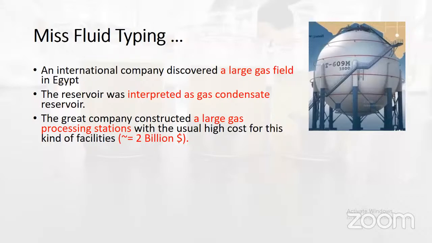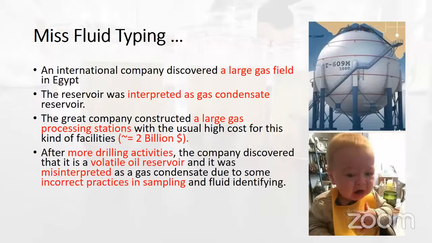Then after more drilling, they discovered that this wasn't a gas condensate reservoir. It was a volatile oil reservoir. So it was a great loss for this company.